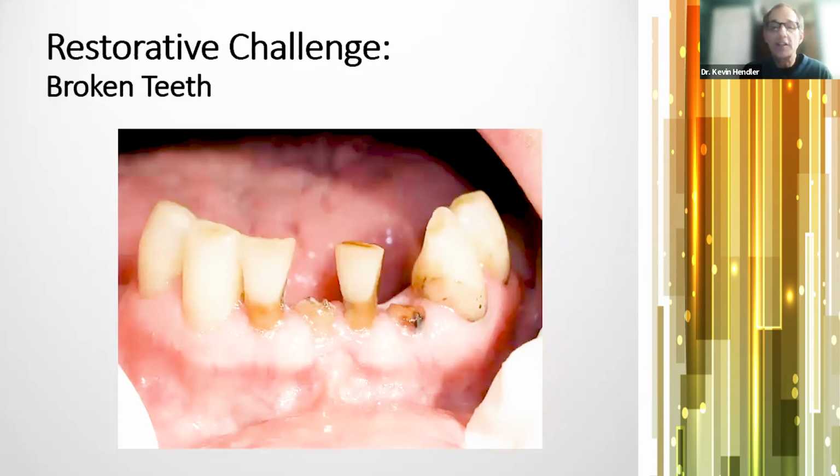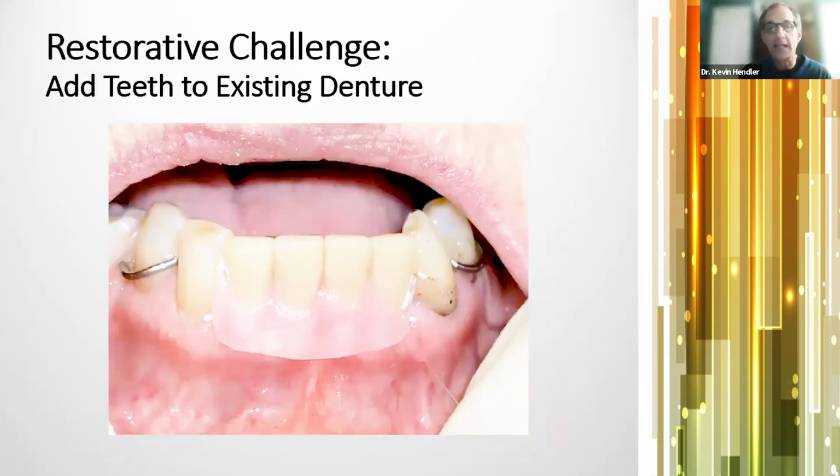Again, as we mentioned before, if somebody has an existing partial, I'm always looking for the existing partial. They had an existing partial, they came in with broken teeth, and it was very simple: modify the partial, and real easy treatment.